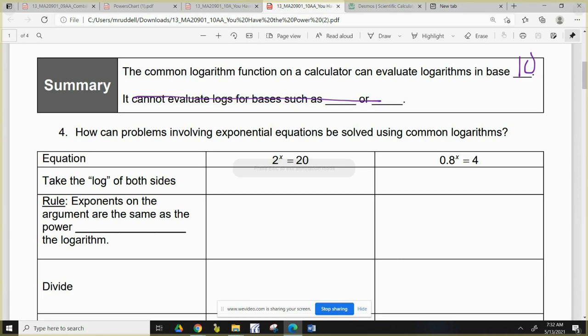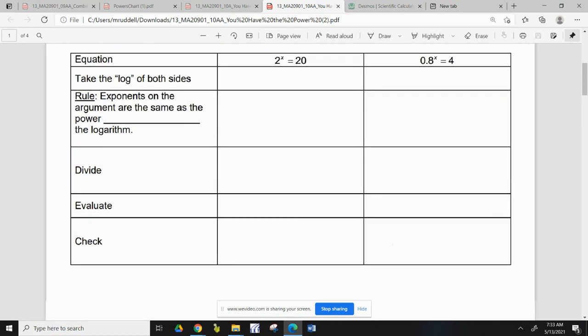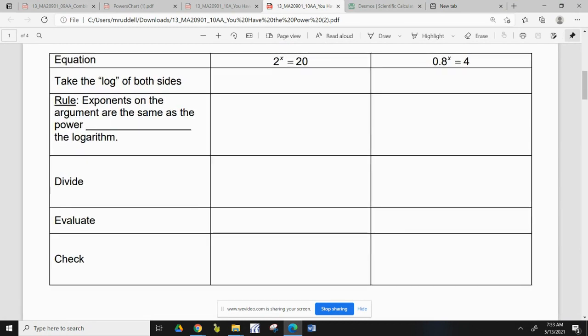How can problems involving exponential equations be solved using common logarithms? This is helpful, one, if you don't have a calculator that's going to do that kind of log with a base other than 10, or two, if your exponential equation can't be written with the same base. This is another way you can solve this. Now, we can do it by graphing, but sometimes it's hard to find exactly where that intersection is, or you might not have a graphing calculator handy.